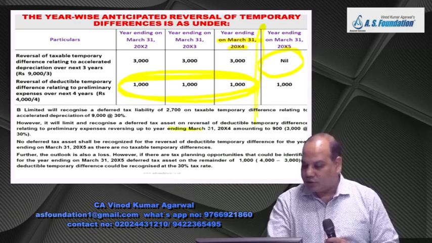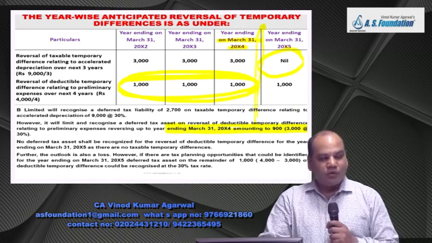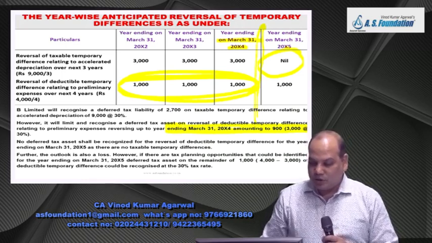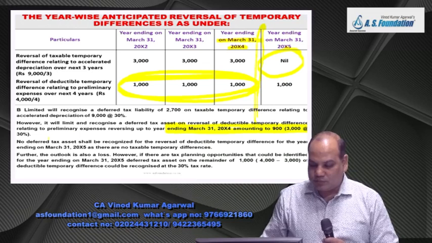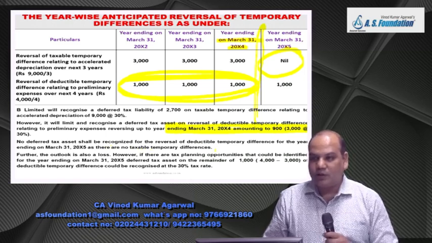So what is the calculation here? We will only calculate DTA on 3,000 into 30%. 3,000 into 30%, that is 900. So this is prudent accounting. No DTA shall be recognized for reversal of DTD for the year ended 31st March 2005, as there shall be no taxable temporary difference. Further, the outlook is also a loss.